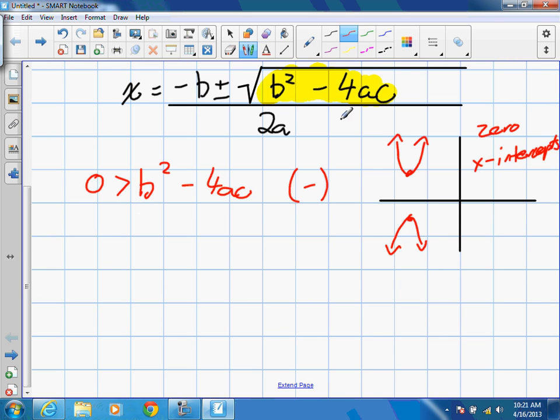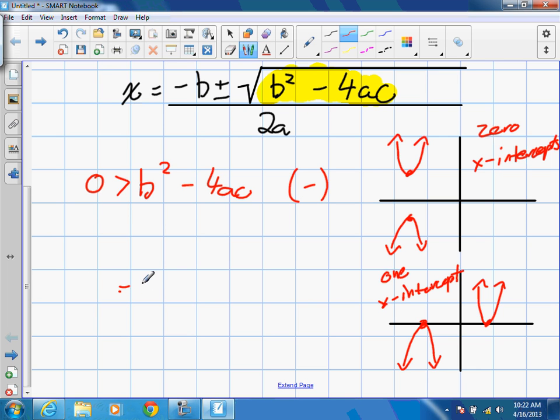Another option we could have is when our quadratics are just touching the x-axis, something like this or something like this. How many x-intercepts would this have? 1. Yes, exactly. So this is 1 x-intercept. Does anyone know what the discriminant will equal when we have 1 x-intercept? 0. Yes. So in this case, your discriminant is specifically equal to 0. In order to have 1 answer, the discriminant has to be 0. It can't be any other number in this case.